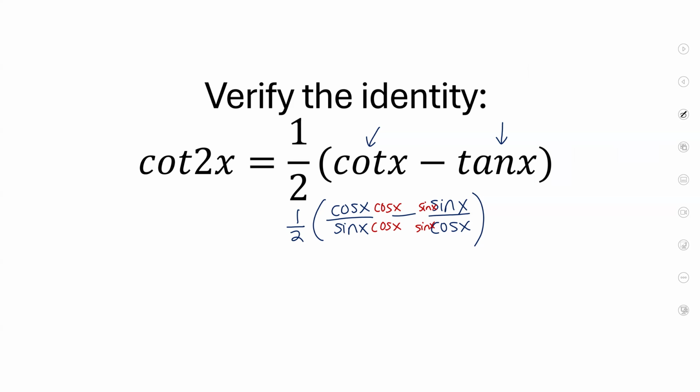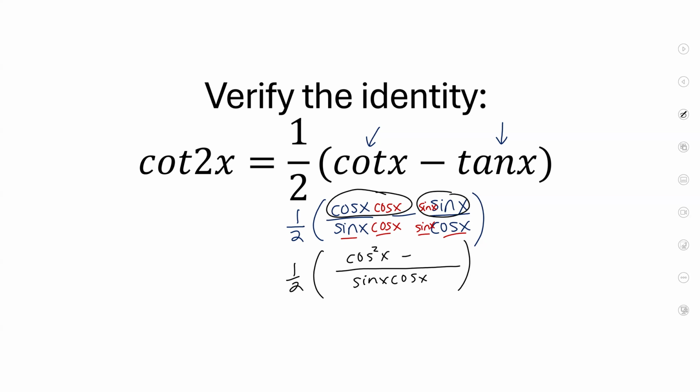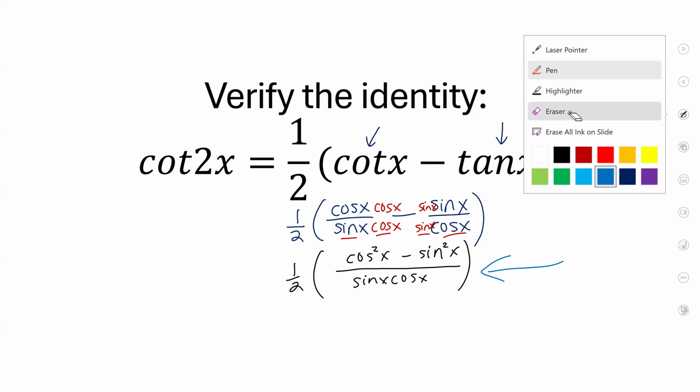Now they both match. They both have sine, cosine, sine, cosine. So what I have is 1/2. My denominators are the same, so it'll be sine x cosine x. My numerator, cosine times cosine, that's cosine squared, minus sine and sine is sine squared. Notice how I'm showing my steps. I did not jump from here straight to here. I need to be able to follow the process.